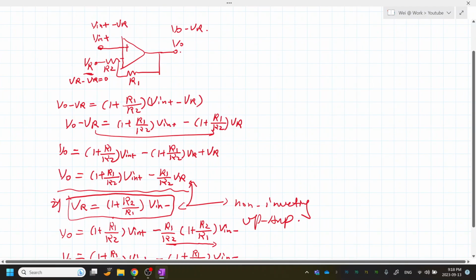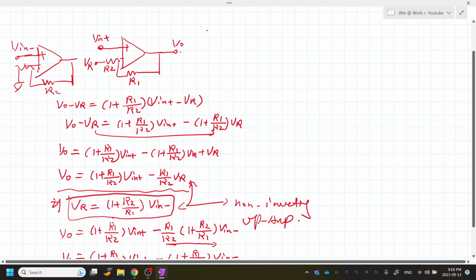Let's clean up these plots first. We need VR to have a value of this. We just build another op-amp circuitry, a non-inverting op-amp circuitry like so. And we have a V in minus, and the feedback resistor should be R2, and the input resistor is R1, and the output is VR. So we connect the VR to here, to the VR input.